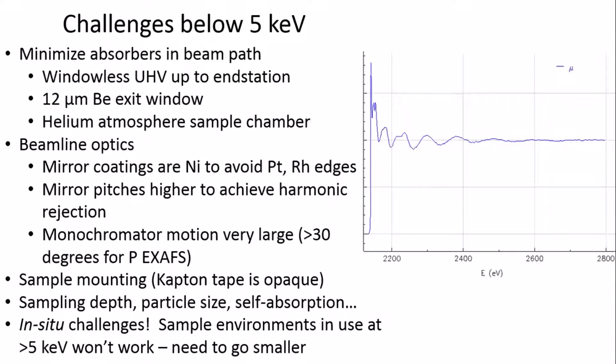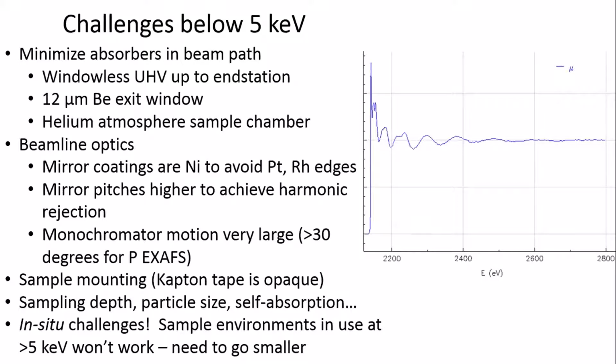The challenges below 5 kilovolts are that we had to minimize absorbers in the beam path. The Beamline is windowless vacuum up to the end station. The exit window is a thin 12 micron beryllium window, and the sample chamber is a helium atmosphere. The Beamline optics are optimized for this energy range as well. Mirror coatings are nickel to avoid interfering absorption edges. The mirrors have to be pitched at higher angles to achieve harmonic rejection. And the monochromator motion can be very large range. For phosphorus XAS, the Bragg angle changes by more than 30 degrees.